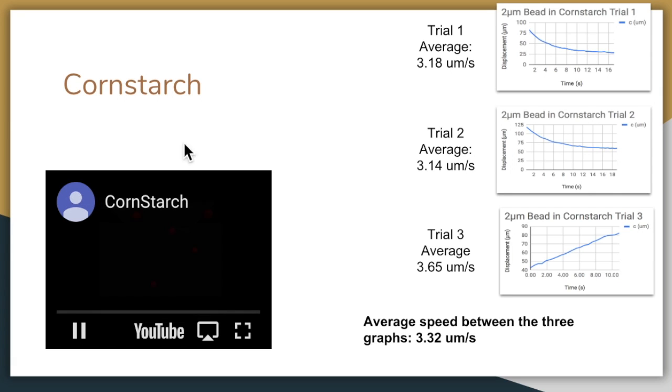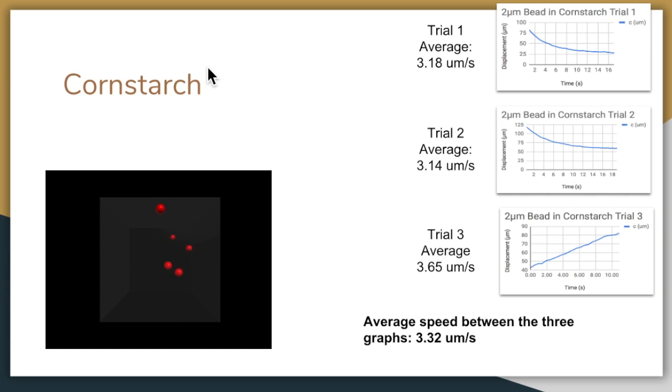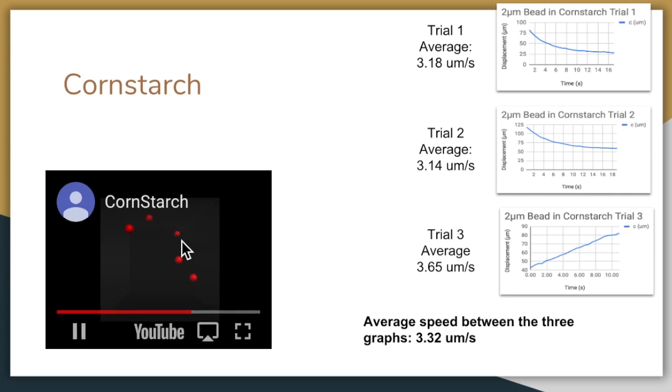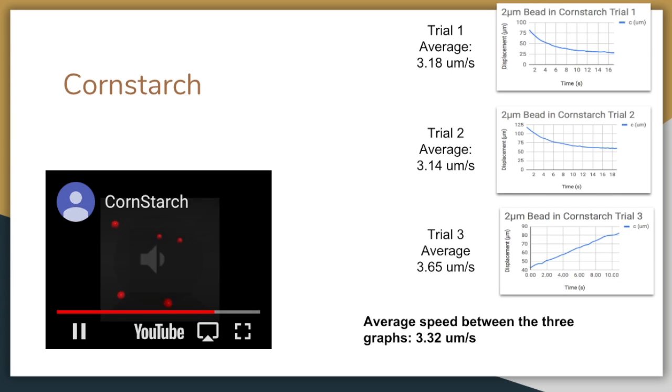The last solution we tried is cornstarch. In this solution, we can see the beads are moving very slowly, and by using our explanation, cornstarch is the largest of the 3 molecules, and since it isn't just water but also cornstarch, the beads are more likely to run into these molecules, and we already know that solutions with cornstarch are more sticky, and therefore the velocity is much smaller for the beads in this solution, with only 3.32 micrometers per second.